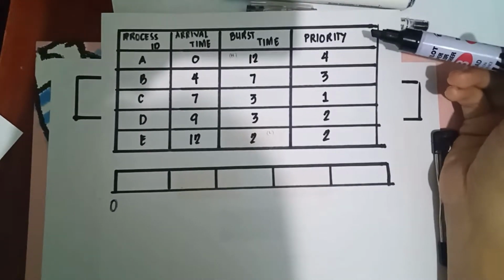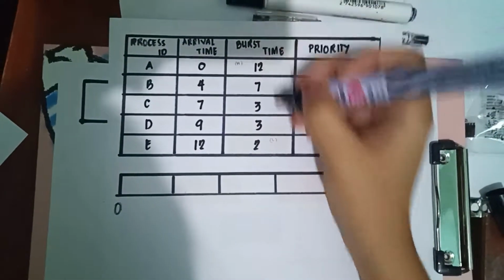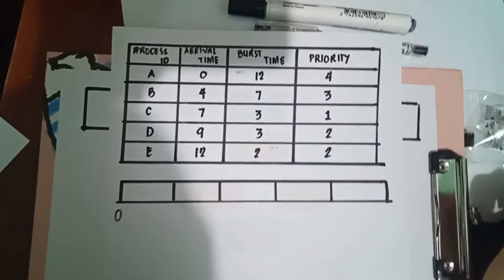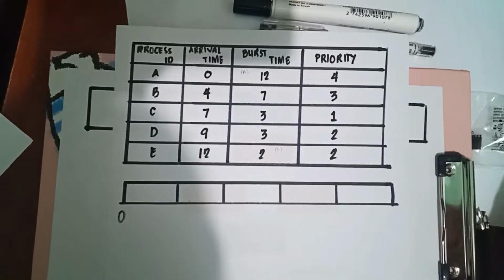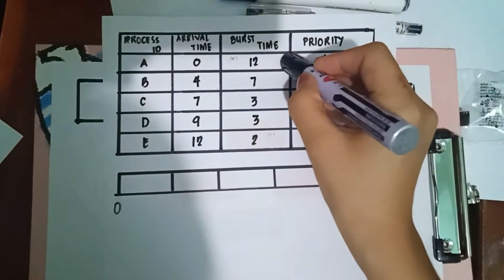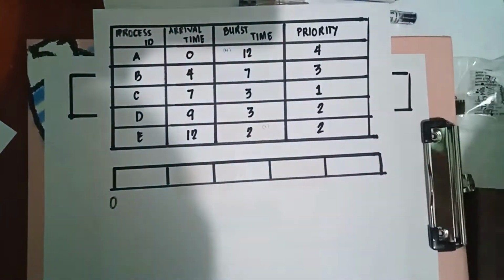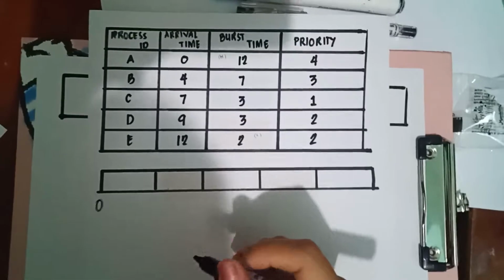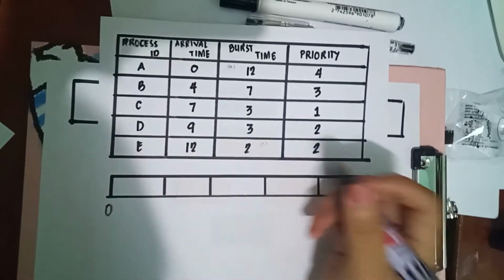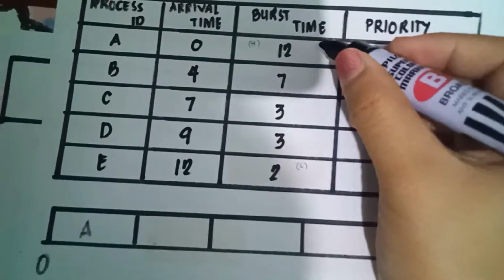Now, before you go to the Gantt chart, you first determine the highest and the lowest burst time, which is the first one we're gonna prioritize. And since letter A has the largest or the highest burst time, letter A is gonna be the first in our Gantt chart. Letter A, which contains 12.